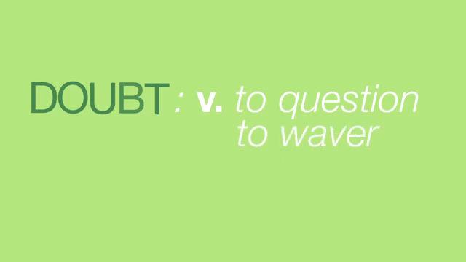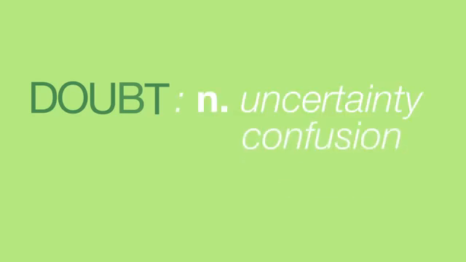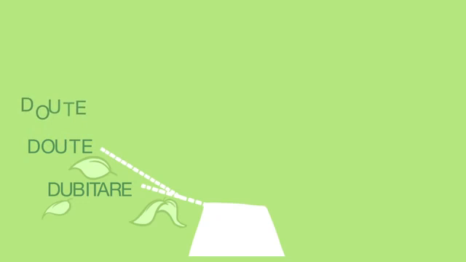To doubt means to question, to waver, to hesitate. As a noun, it means uncertainty or confusion. The present-day English word doubt started as a Latin word, dubitare. It first moved from Latin into French, where it lost both its B sound and its letter B, and then it came into English in the 13th century.